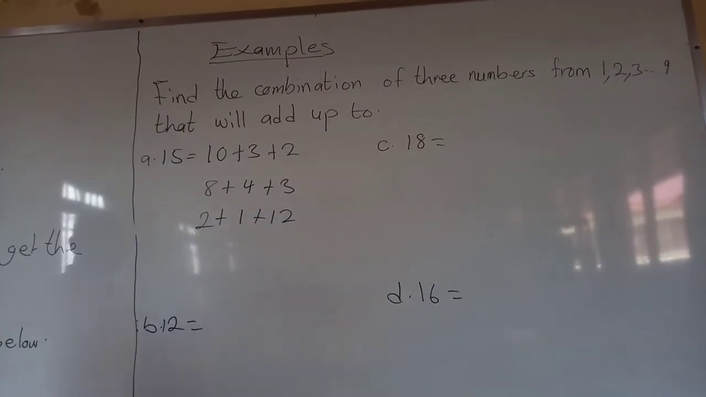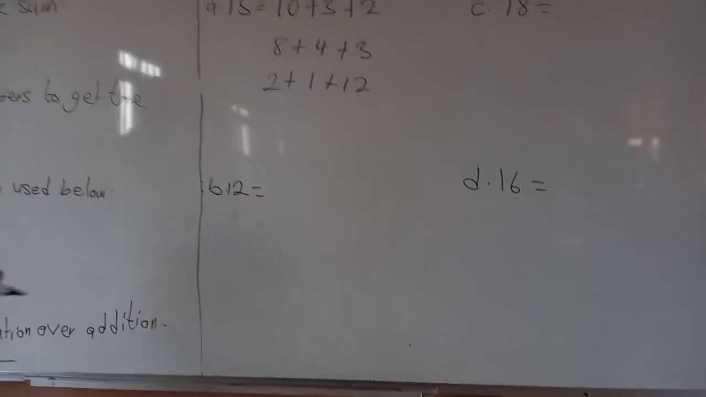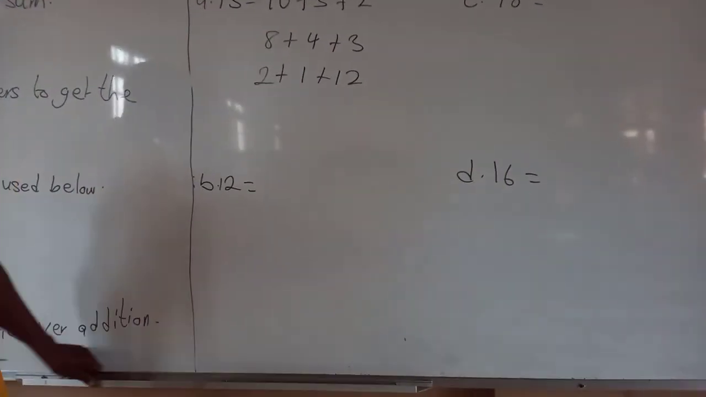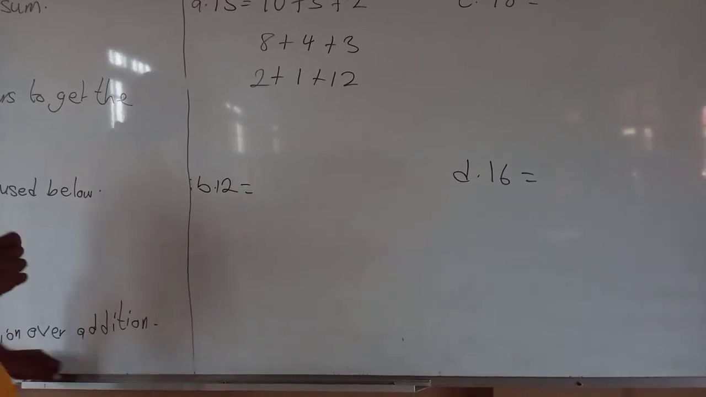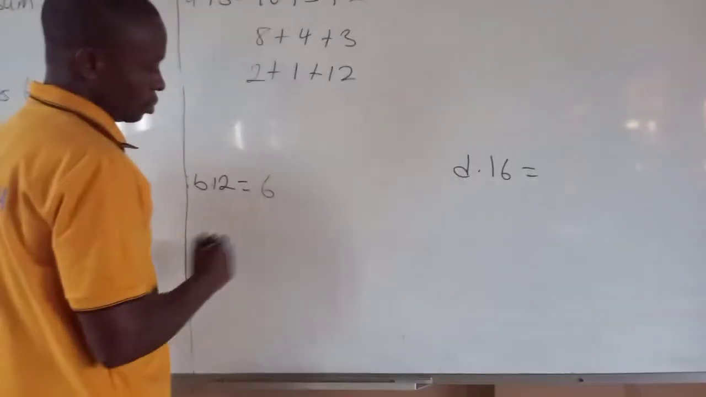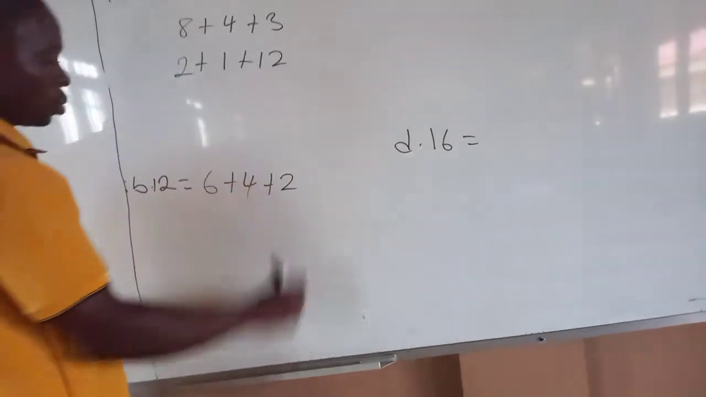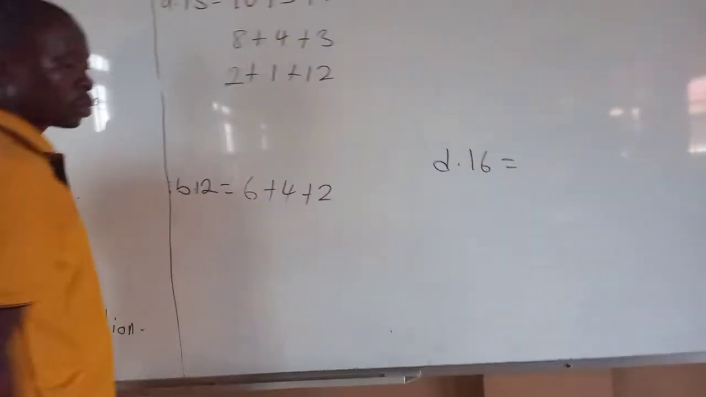Good. Now let's look at the next example. Now 12. Give me some numbers that we can add to get 12. The first person says, I'm using 6 plus 4 plus 2. 6 plus 4 gives us 10, plus 2 gives us 12.